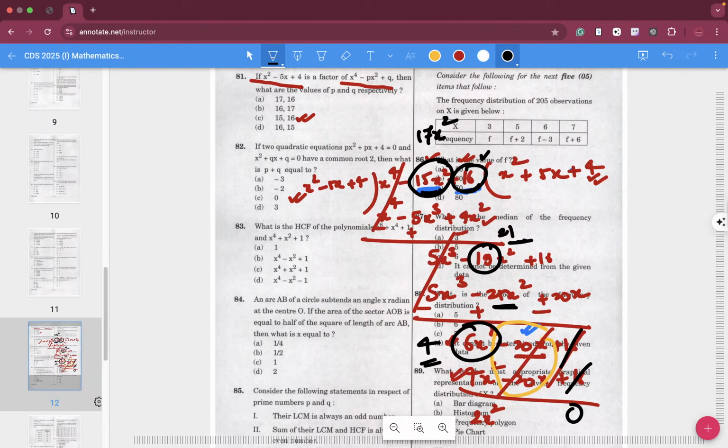So what it means is that the constant term is 16, which is a correct value, but for the x square coefficient you are supposed to have 17, folks, right? So A over here is the correct answer for this particular question. Okay, now it's your choice.